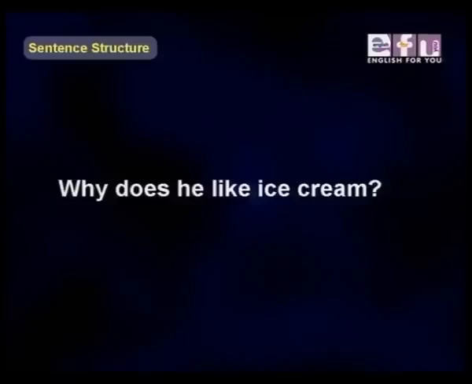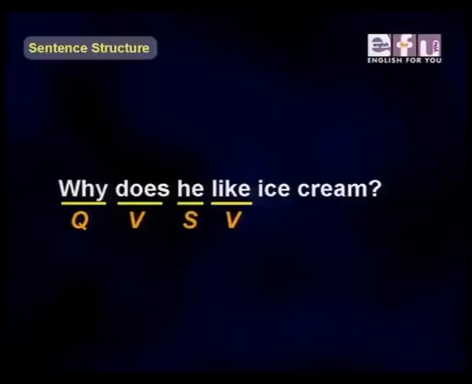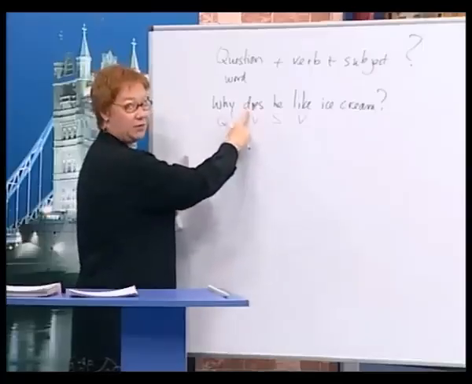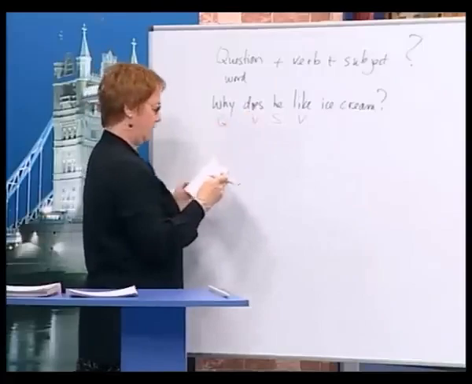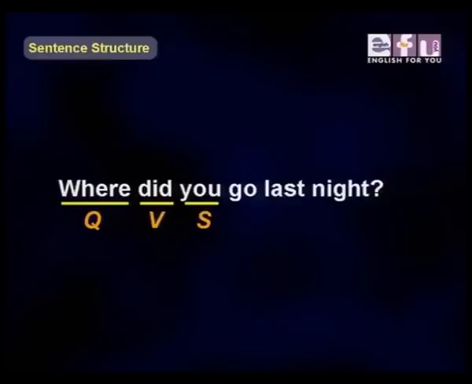Why does he like ice cream? We have the question word, why, the verb, the subject, the other part of the verb, and then the rest of the question. Now remember, this is the helping verb. Okay? Now, another example. Where did you go last night? Now, here's the question word, where, the helping verb, did, the subject, you, and the main verb, go.